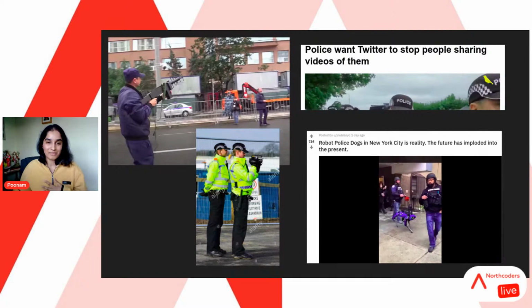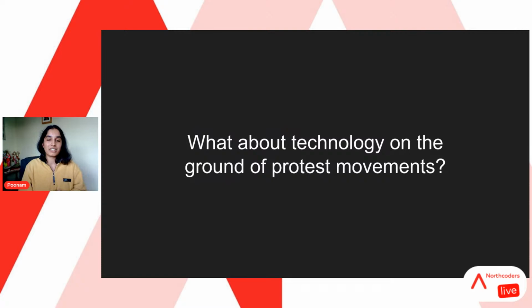So what about technology on the ground of protest movements? Well, I did have a lot to say about this, but I decided that it's not worth getting into right now because there's so much of it. There was one thing that I really wanted to point out, which was that Telegram and Signal seem to have become pillars of protest on the ground because they are end-to-end encrypted, self-destroying messaging services that allow massive group chats to be made. And the key point here is that technology and apps like that are able to democratize and decentralize and keep everyone safe and well-informed on the ground.